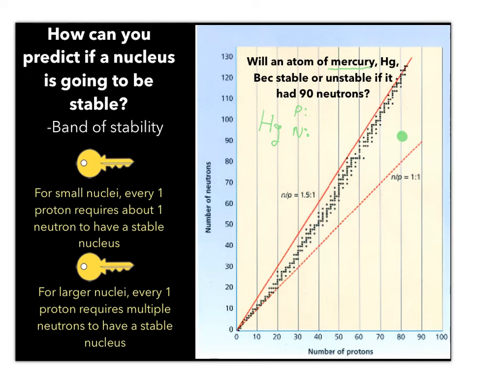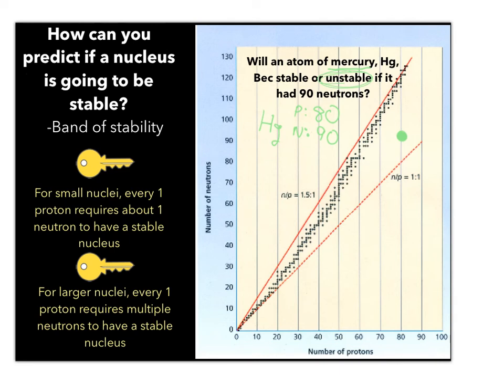So now you should have your number of protons. If you take a look at the periodic table, mercury has 80 protons. That's the atomic number. And it has 90 neutrons, which is given to you in the problem. If you take a look at your x-axis and go all the way up to 80 and make a point right here, and our number of neutrons is 90, we're right about here. You can see that we're nowhere near this band of stability. So is this atom going to be stable or not stable? It's going to be very unstable.